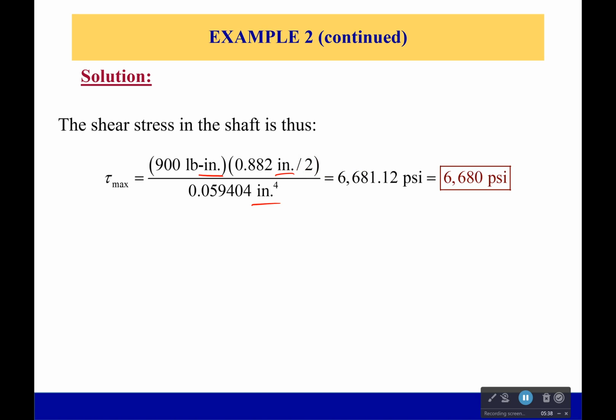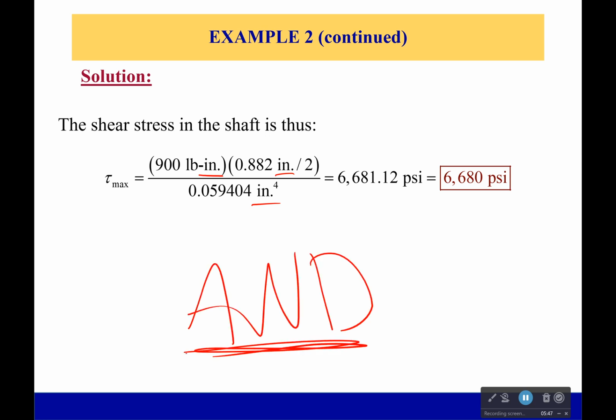Remember, for all these questions, if there's 2 conditions and you have to meet both, and it says and, make sure that you check both before you make your decision and start doing all those numbers. Otherwise, you're going to have a bad time.